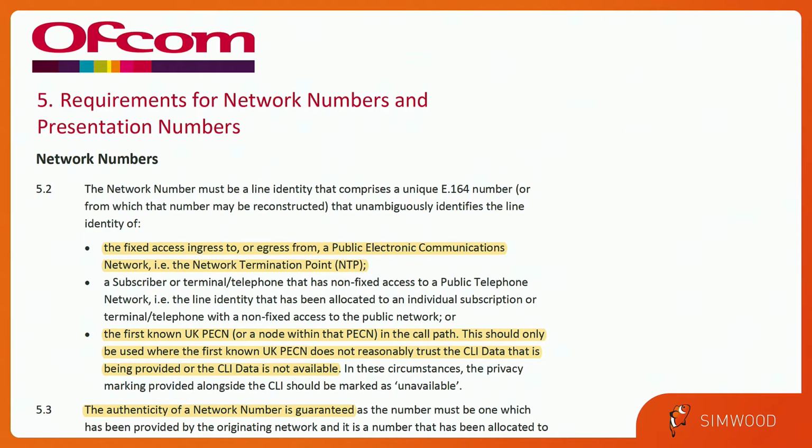So that's what Ofcom say. So basically, network number must be the fixed access ingress to or egress from a PECN, i.e. us, or the first known UK PECN in the call path, which again, us. Or where they don't reasonably trust that the CLI is reliable. And the authenticity of a network number is guaranteed. So we're not allowed to send anything on unless we can guarantee it's authentic. Then I got this email from Ofcom, which says the inserted number should only be used in this situation and details international calling, and not for calls that originate in the UK.